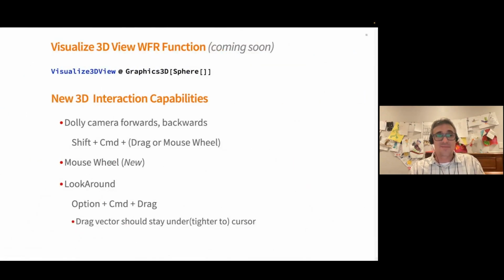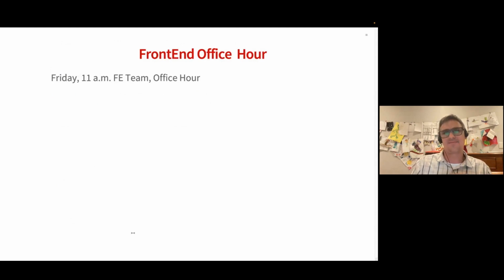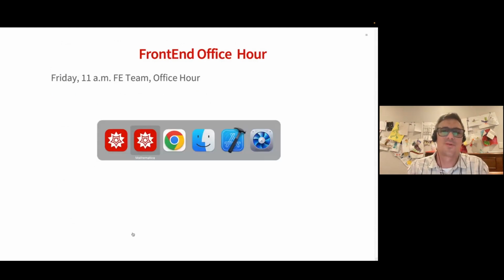So we've introduced the mouse. You can use the mouse wheel for these interactions. Look around is Option, Command, and drag, and that drag vector stays tightly underneath the mouse pointer. And the new visualized 3D view helps to better understand interactively those navigations. And it's useful for understanding a 3D graphic scene. Maybe you don't see why something's rendering, and then you'll be able to use that to see maybe I've got no lights on my scene.